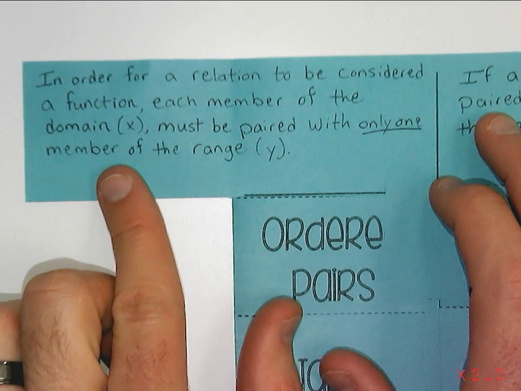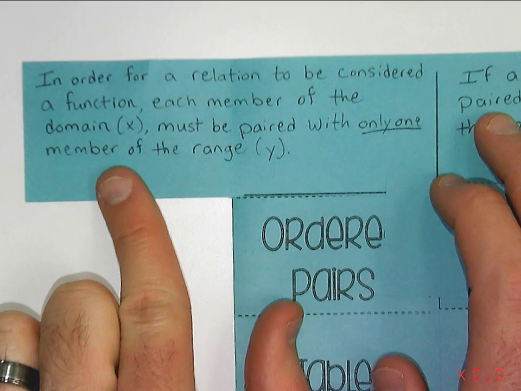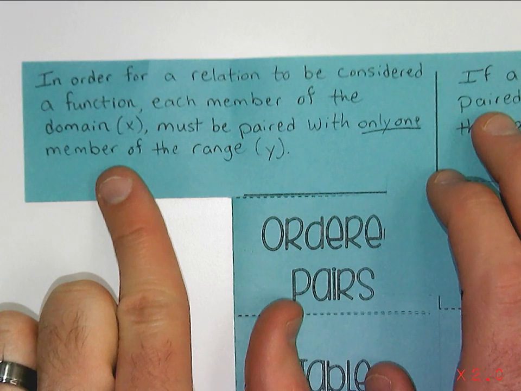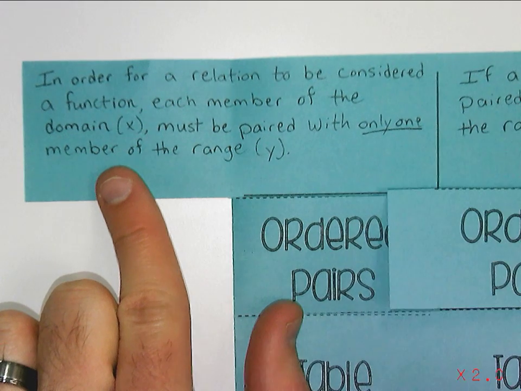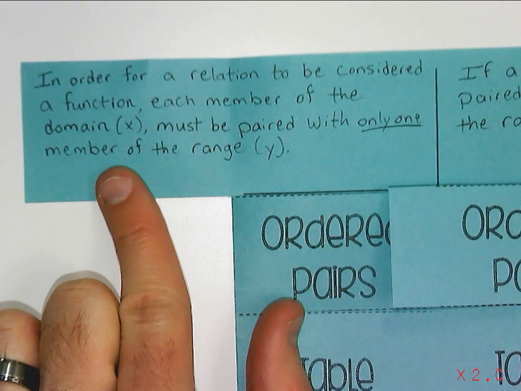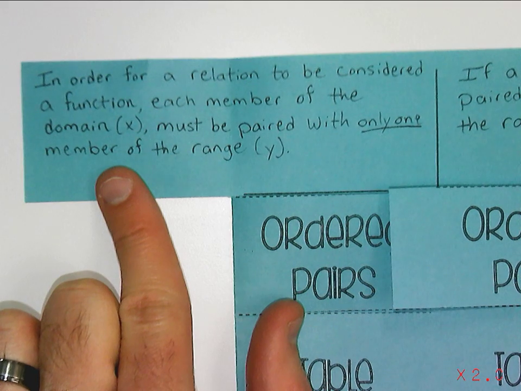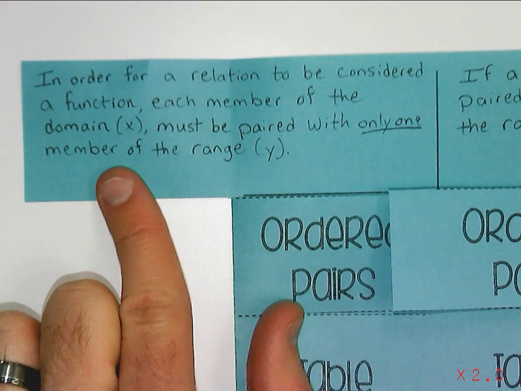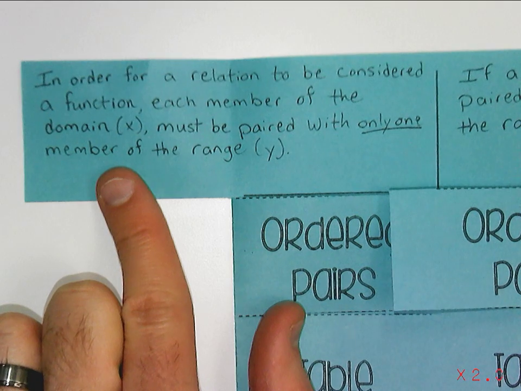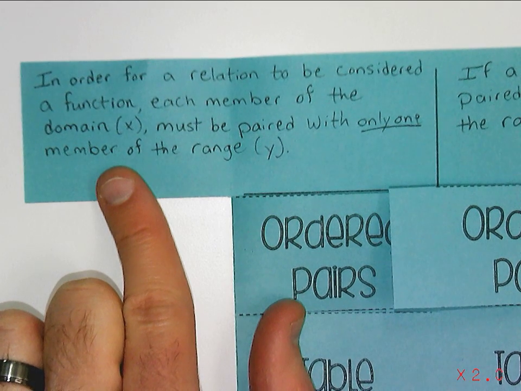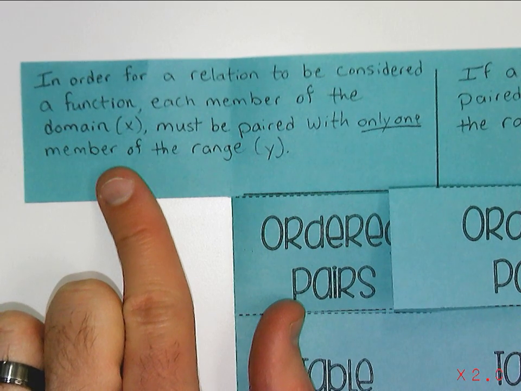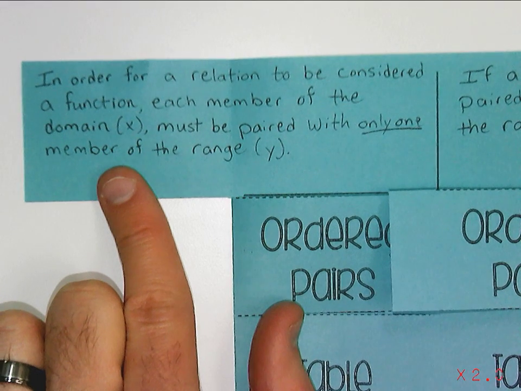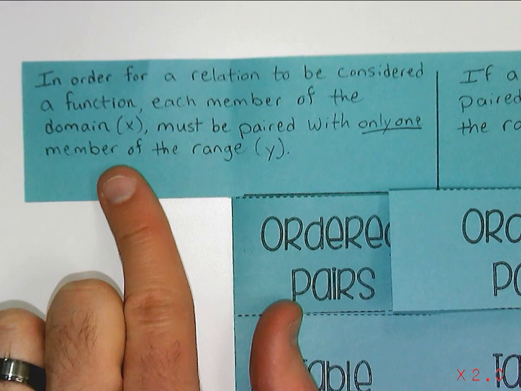So in order for a relation to be considered a function, each member of the domain X, so your domain is your X values, must be paired with only one member of the range, or our Y values. So when referring to domain, it's just your X values, and referring to range, it's just your Y values, whether it's from a set of ordered pairs, a table, or anything that follows suit with an X and Y variable.